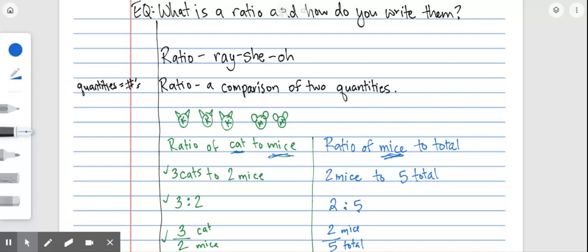Okay. So again, these are 3 different ways to write ratios. And what numbers you use depend on what the ratio tells you to write. So at the top, this green ratio told me to use cats and mice, and the blue ratio told me to use mice and total. Okay, so you pay attention to what it's asking you, and you just write it as a phrase of a ratio, or a comparison of 2 quantities.